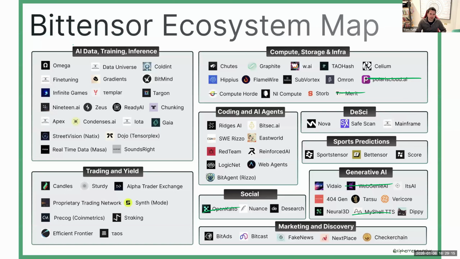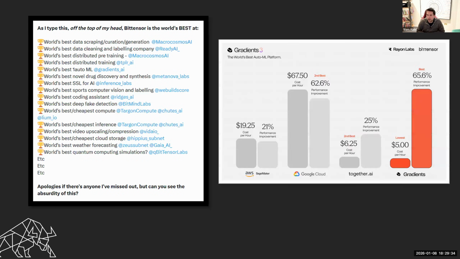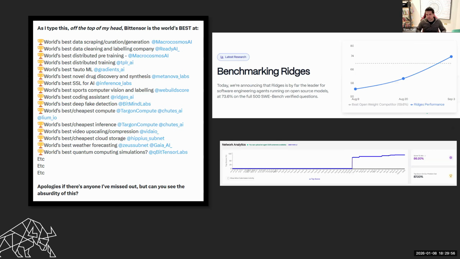But if you look at it in terms of categories, we have a whole bunch of data, training, inference, we've got storage, we've got all sorts. And this is a very old tweet that I made, and this tweet is probably 4 months old, but it gives you a rough example of things. So if we were to look at Gradients, so subnet 56. What this does is the world's best auto machine learning platform, almost one click. And it's already beating the world's biggest incumbents from AWS, Google, Together AI. It's cheaper and more efficient. If you look at Ridges, it's the world's best open source software coding assistant.